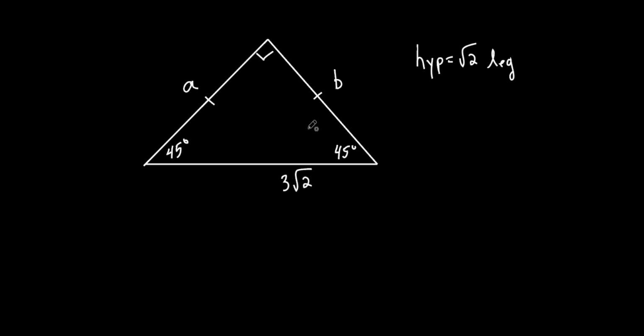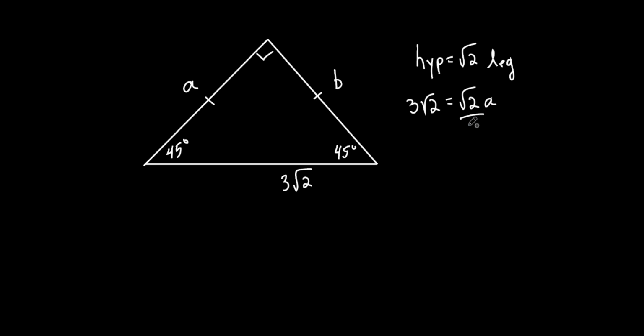So what do they give you here? In this problem right here, they tell you the what? Hypotenuse. They tell you the hypotenuse. That's the hypotenuse. So what do I do? Put it right here. 3 square root of 2. And then fill in the rest of it. Equals what? Square root of 2 times one of the legs. Which leg do you want to find? Doesn't matter which one, right? Because they're both exactly the same. You want to call it A? Let's do it A.